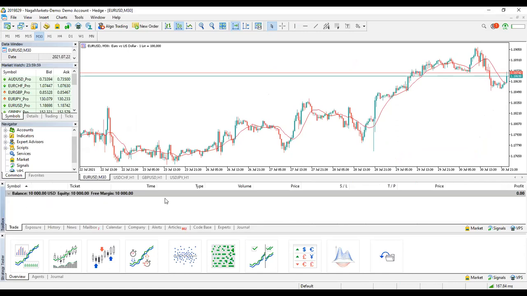You can see here, you can see trade, you can see exposure. This very toolbox in MT4, sorry, is called the terminal. But now we are calling it the toolbox.